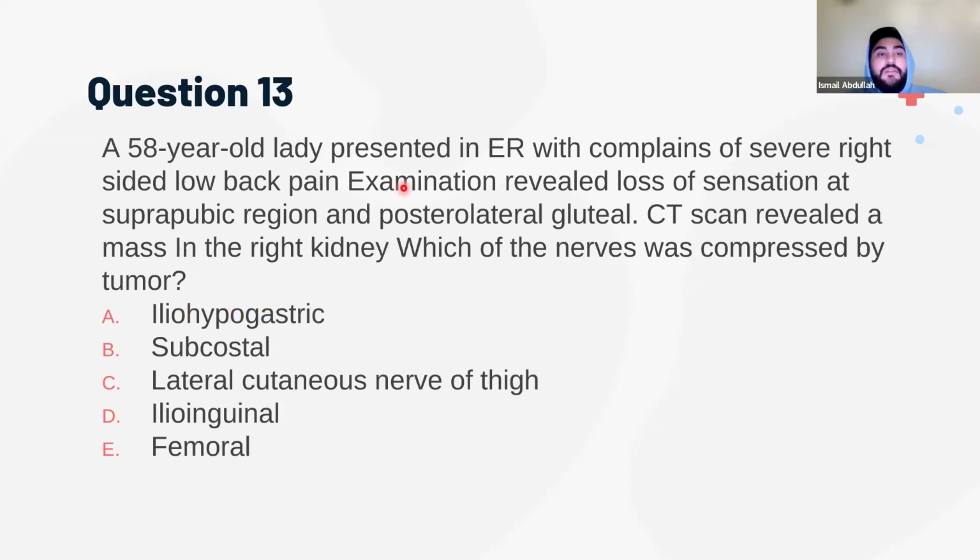A 58-year-old woman presents to the ER complaining of severe right-sided low back pain. Examination revealed loss of sensation to the suprapubic region and posterior lateral gluteal region. A CT scan revealed a mass in the right kidney. Which nerve was compressed by this tumor? Your keyword pretty much here is: what supplies the suprapubic region? Because this tumor compressed a nerve, causing loss of sensation there. So what do you think the answer would be?